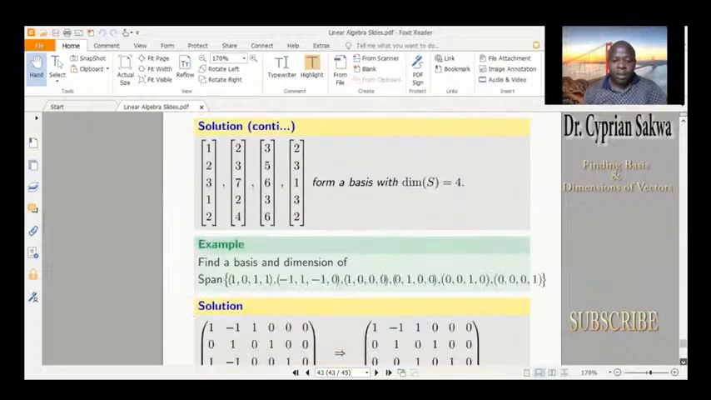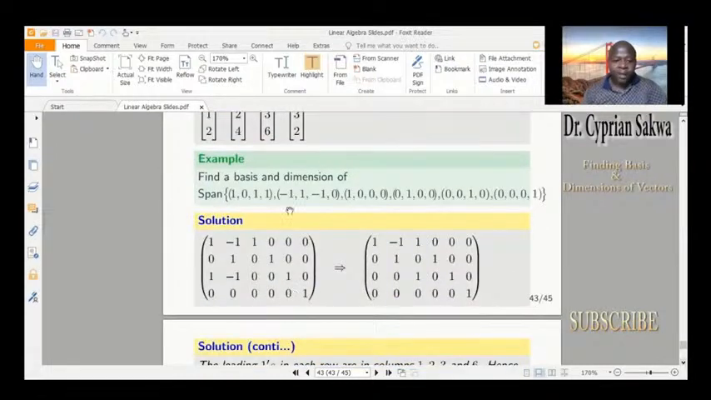Okay, let me now look at another example here. Find the basis and dimension of this span. This span has how many vectors? 1, 2, 3, 4, 5, and 6 vectors. As I've said, we can decide to write in column form. So that's what I did. That's what I did here.